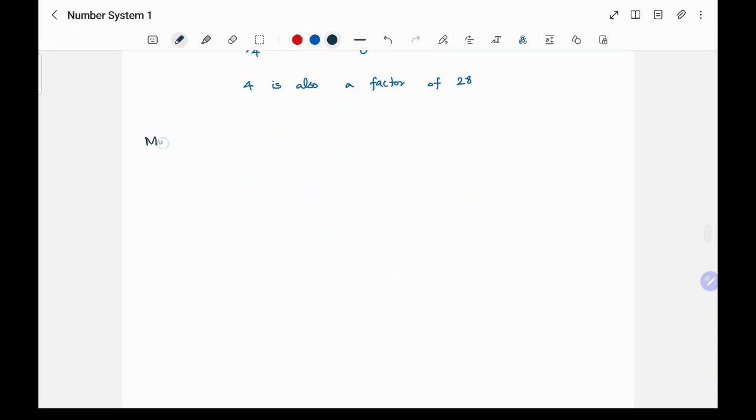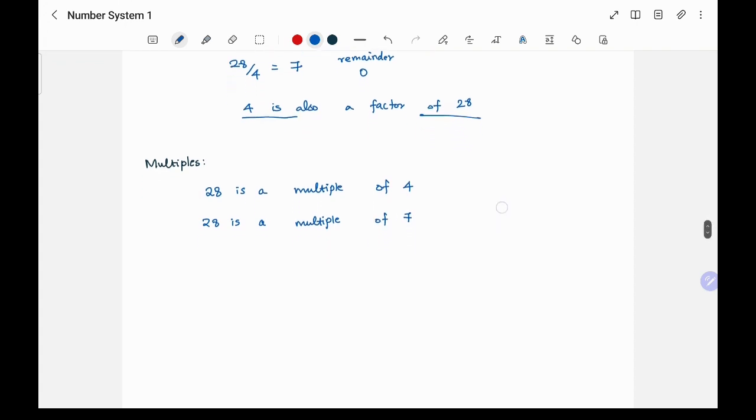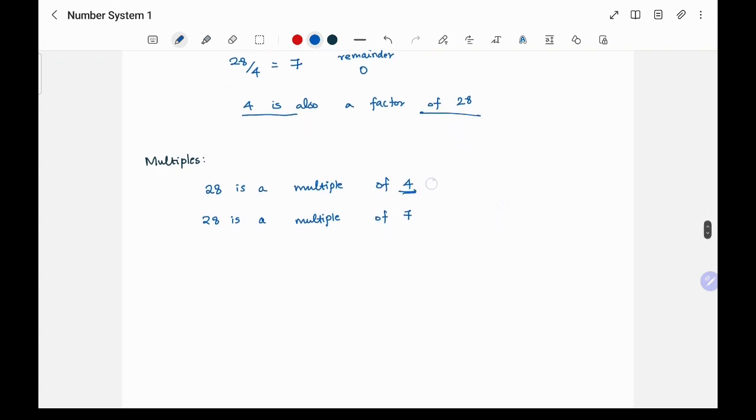Next we'll jump to multiples. So what are multiples? This is just the opposite of whatever is a factor. So we said 4 and 7 are factors of 28. So we can also say 28 is a multiple of 4 and also 28 is a multiple of 7. So it means that if we take this root number and multiply it with some other natural number, then it should give back this number. So then it is called the multiple. This 28 is called the multiple.